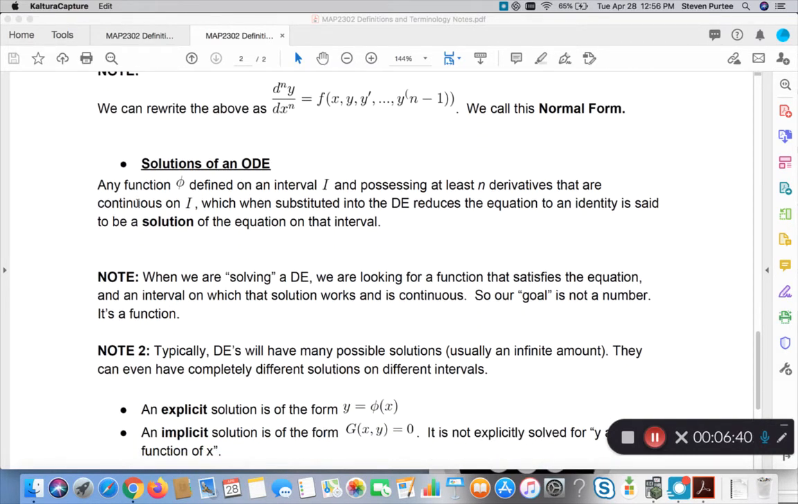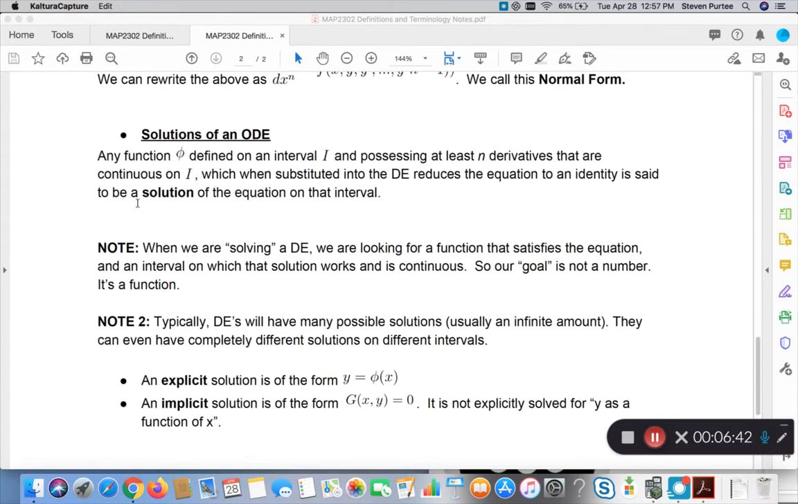We say a function is a solution to an ODE on some interval if that function has a bunch of derivatives. If the order of my differential equation is n, then my function better have n derivatives, otherwise y to the nth derivative doesn't make any sense. We need all those to also be continuous on that interval, and that function satisfies the DE.